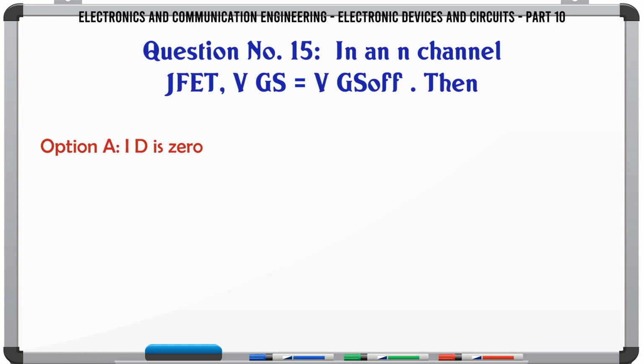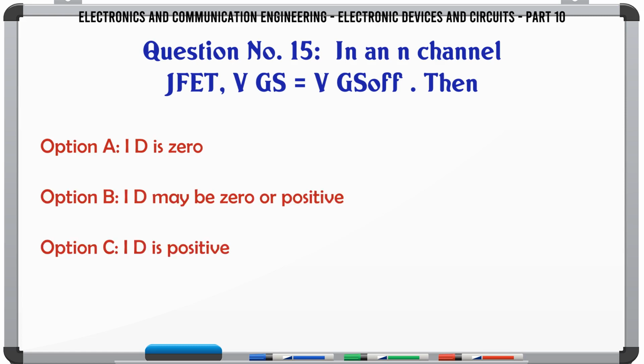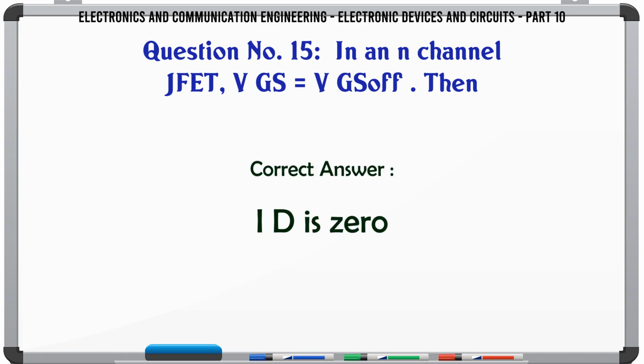In an N-channel JFET, if VGS equals VGS(off), then A. ID is 0. B. ID may be 0 or positive. C. ID is positive. D. ID may be 0 or negative. The correct answer is ID is 0.